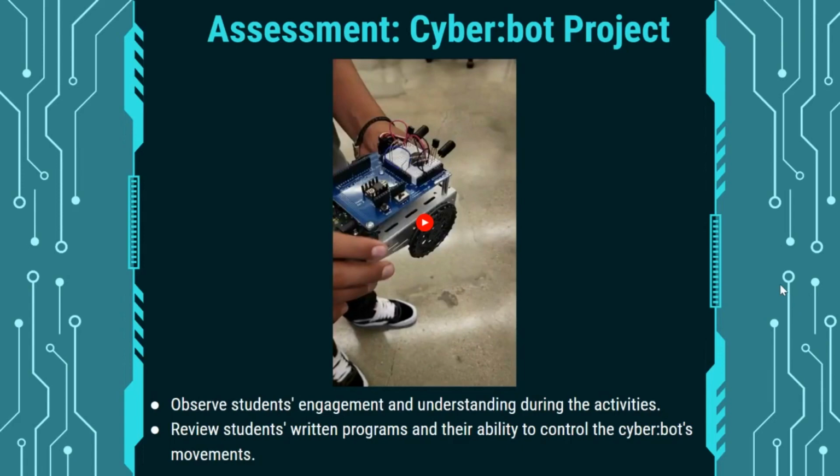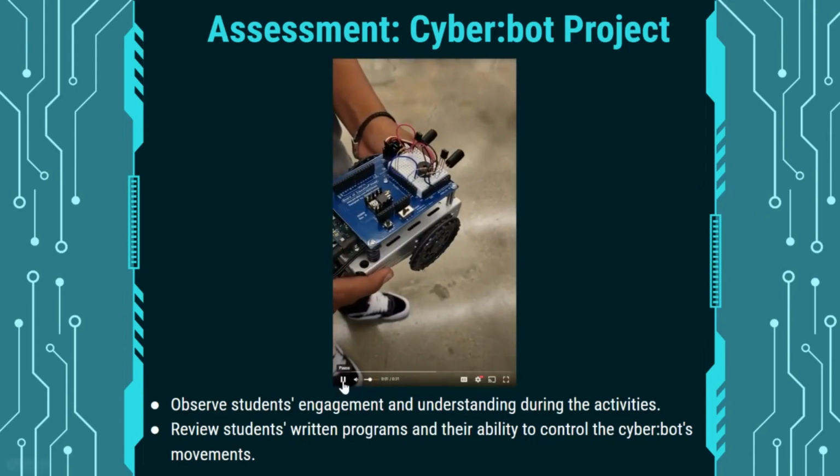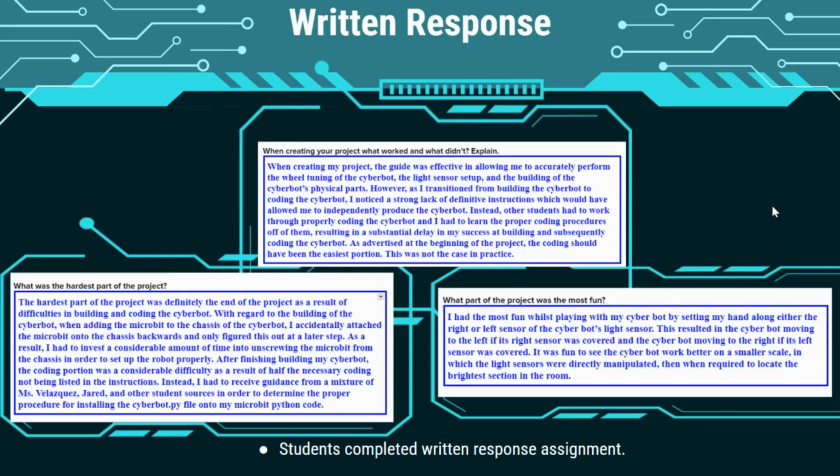Once students learned about the components of the parts of this robotic part where they had to build the robot, they also learned how to build it, they had to learn how to code it. And the last piece that my students did was complete a written response portion where they were given a series of questions that they had to respond to. One of them being, when creating your project, what worked and what didn't, and explain. What was the hardest part of the project? And again, making sure that they're having fun with their hands on activity to make sure that all students are learning.